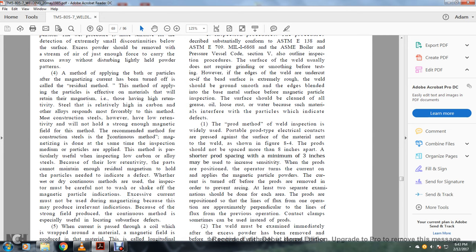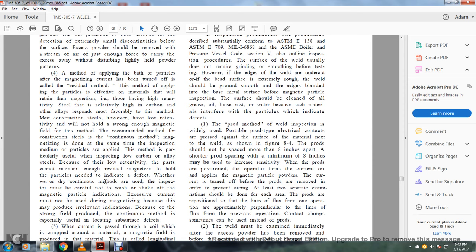The recommended method for construction steel is the continuous method, where magnetizing is done at the same time as the inspection. Particles are applied during magnetizing. The method is particularly used for inspecting low carbon alloy steels because of their low retentivity, as these parts cannot maintain enough residual magnetism to hold the particles needed to indicate the defect.